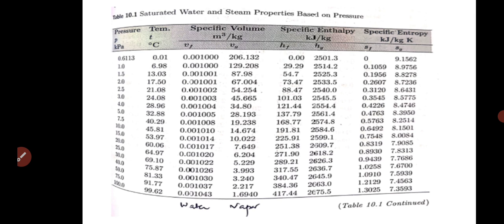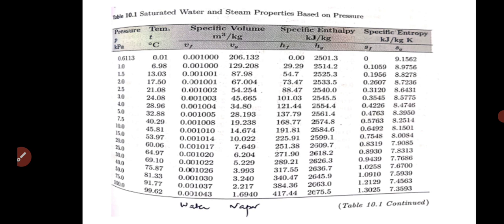Now coming to the specific volume, meter cube per kg. First is vf. vf means it is liquid, saturated water. This is 0.001 meter cube per kg. If you multiply by 1000, you will get 1 liter. That is why 1 liter of water will weigh 1 kg. You can see there is little variation of the specific volume vf, right from 0.6 kilopascal pressure to 100 kilopascal. 100 kilopascal is almost 1 bar pressure.